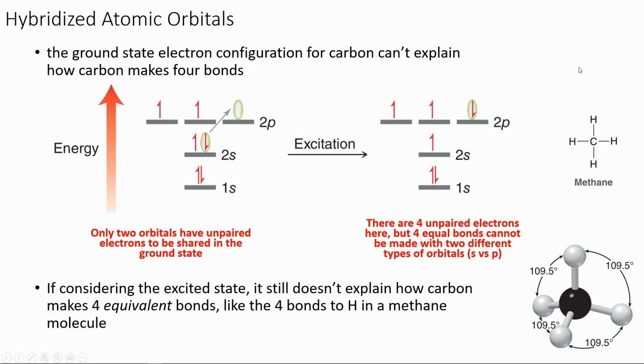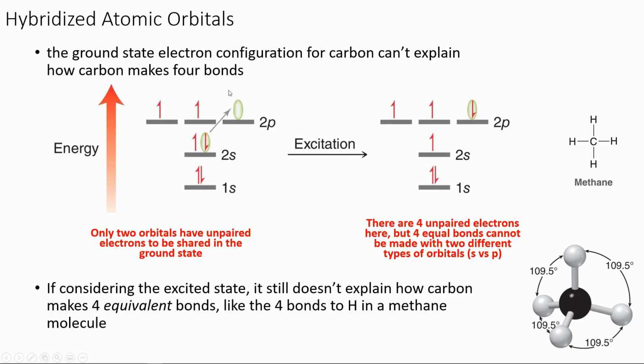So let's take a look at hybrid atomic orbitals. The ground state electron configuration has 4 valence electrons in the 2s and 2p orbitals that we'll be using to make bonds. But the electronic configuration of these does not quite explain how we're going to be able to make 4 bonds that are all similar to each other, 4 equivalent bonds. And so for us to make 4 equivalent bonds, we're going to make hybrid atomic orbitals.